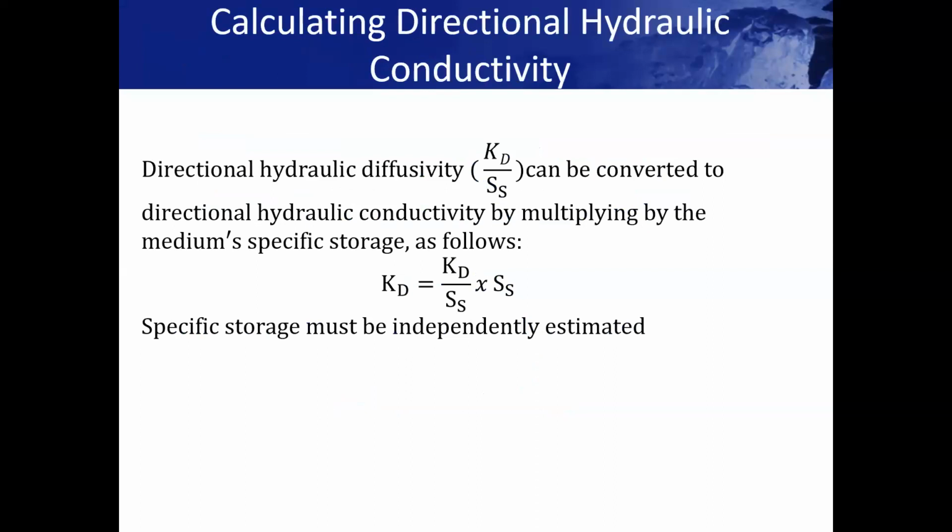Once you have hydraulic diffusivity, which a number of these methods can give you, you can readily convert that parameter to directional hydraulic conductivity simply by multiplying by specific storage. But you do have to define specific storage independently using some other methodology. Unlike some more conventional aquifer testing methods like the Theis method and Cooper-Jacob and things like that, we have to define specific storage independently.